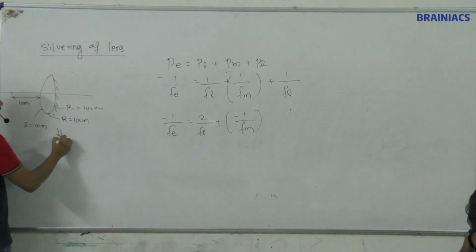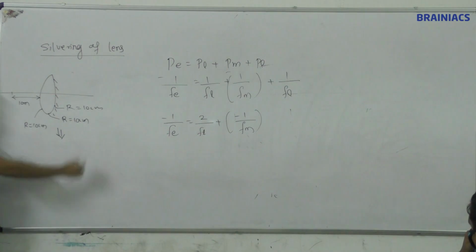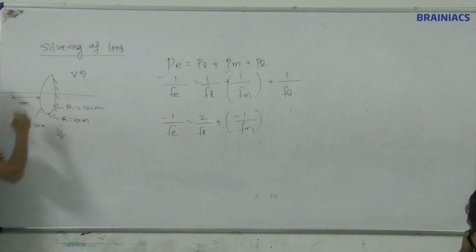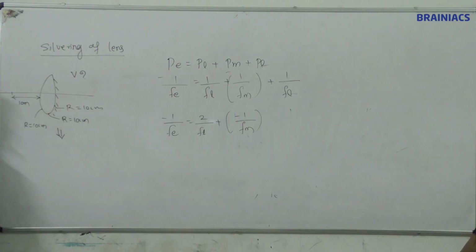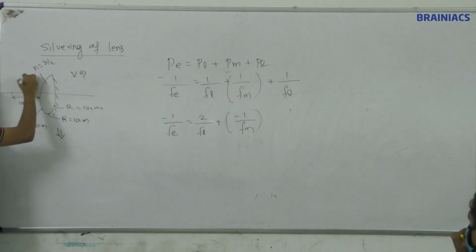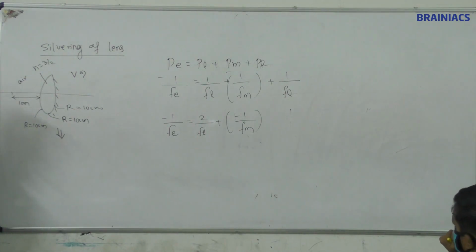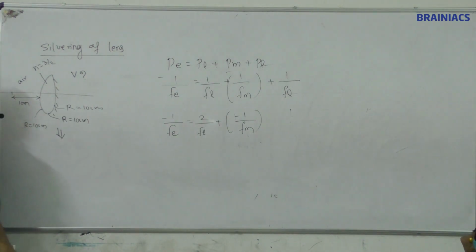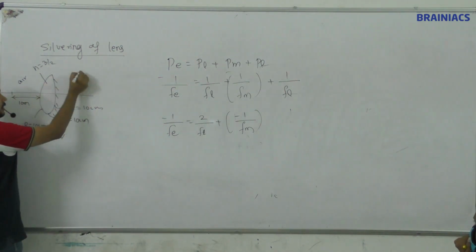So how can we split this diagram? What do you want to find out? The final position of the image. We have to find that out. Correct? Anything else given? Nothing. Refractive index of the lens is 3 by 2. Outside is air by default. If not given, it's air. The focal length of the lens is given.